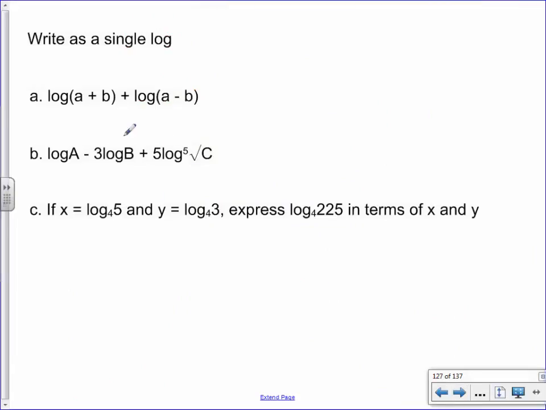Okay, how can I write this one here as a single log then?